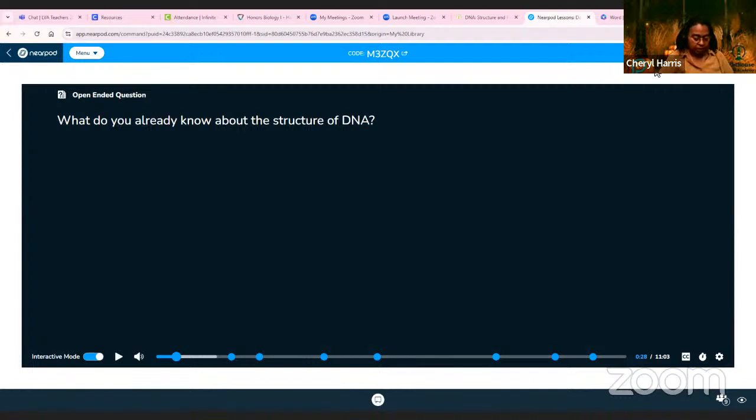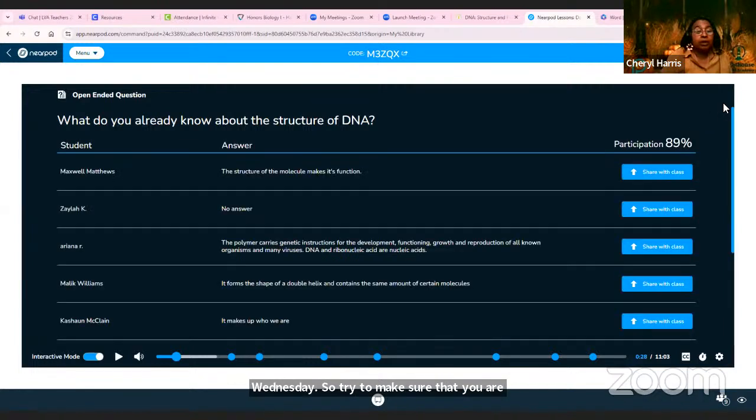All right, so like I said, this unit has a lot of vocabulary and a lot of technique. We're going to do a lab on Wednesday, so try to make sure that you are taking notes but keeping up. All right, so let's see what you've got to say.